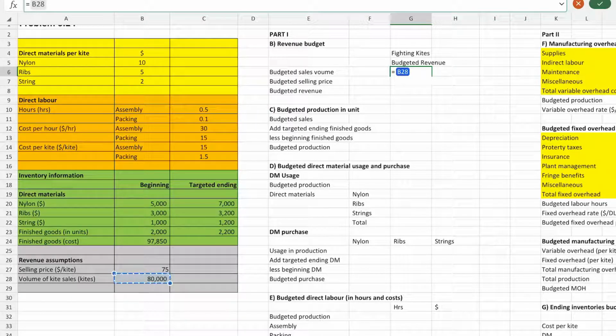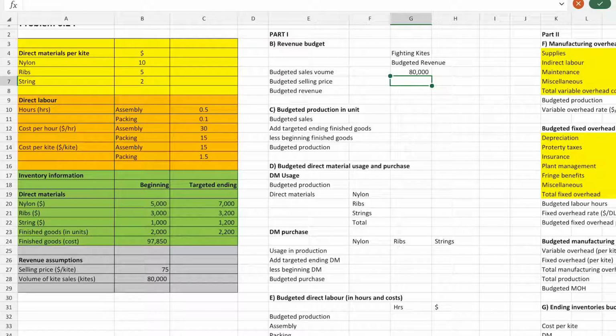All right, so I'll not put 80,000. I put equal B28, and then it comes up to 80,000, because I don't want to change later on. If I change the assumption and the sales change, I just need to change the cell B28, and that's everything I will change. Similarly with the budgeted selling price, you put equal, and the selling price here, B27, and then you get it.